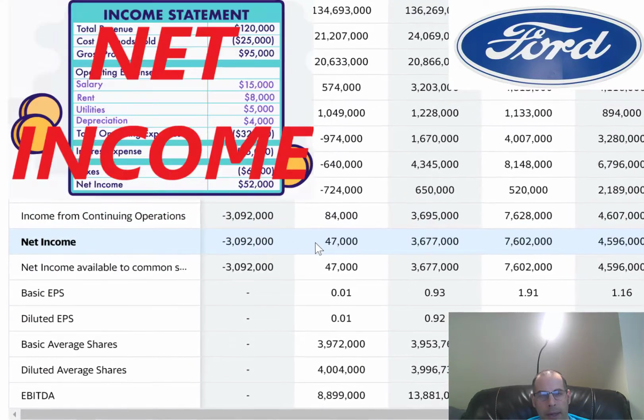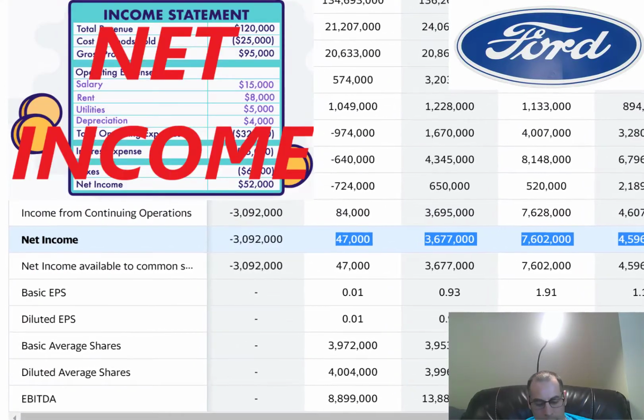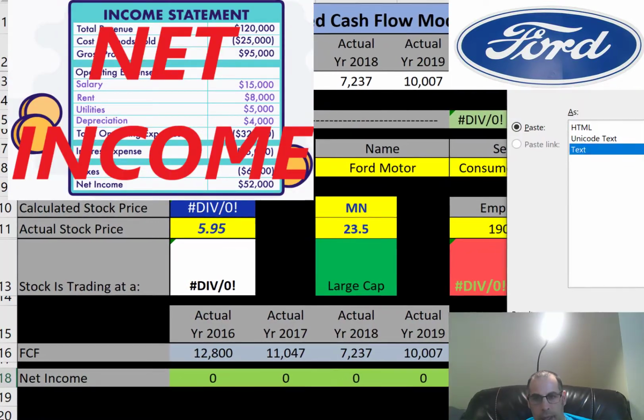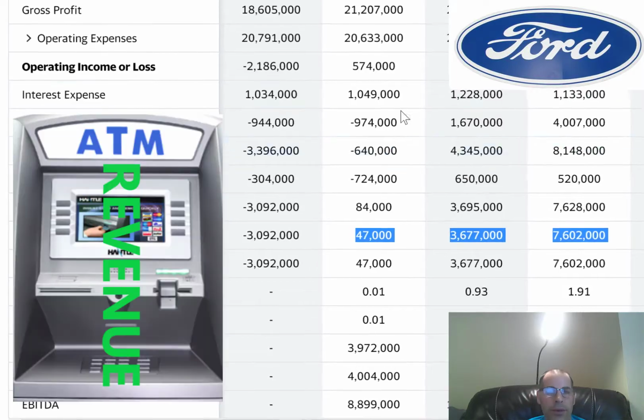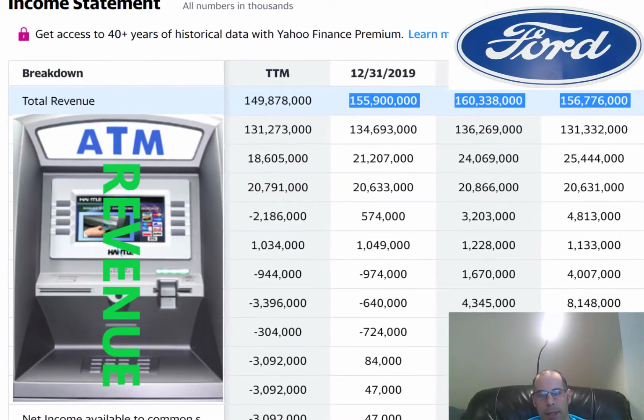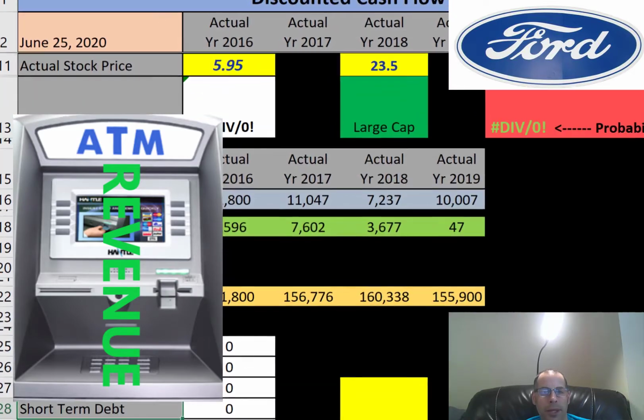Next is net income, that's the profit and loss on the income statement. And then last is the revenue, which is also on the income statement. Let's look at the numbers just to make sure they look okay.